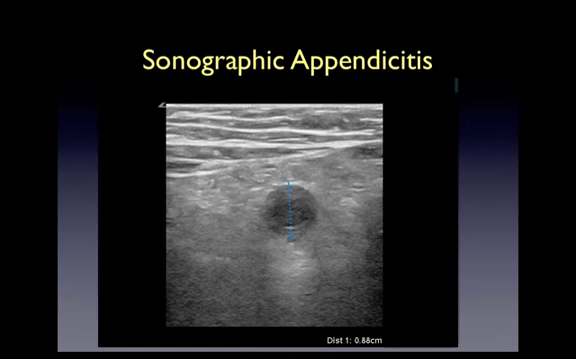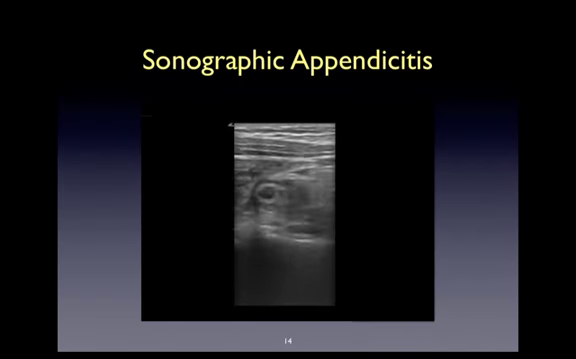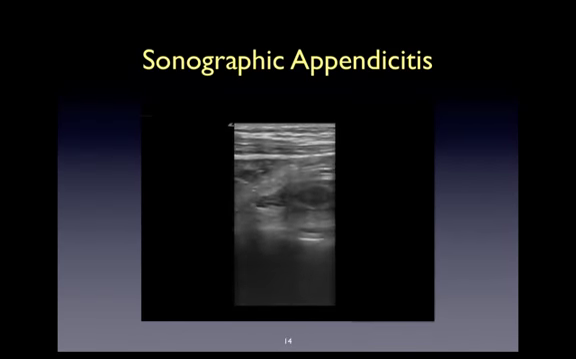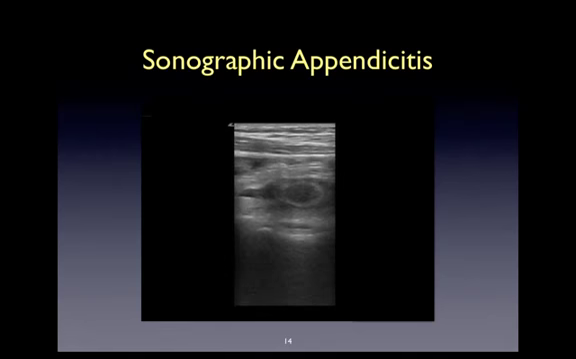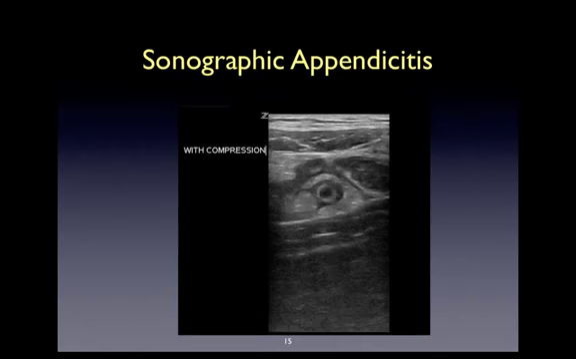In this example, we can clearly see that there's a big, bright targetoid structure. And what you'll also appreciate is a very subtle surrounding hyperechoic wall. This is yet another example of appendicitis. In this example, you can see a targetoid structure with a blind end, yet another example of appendicitis.